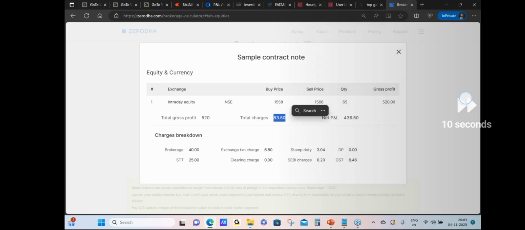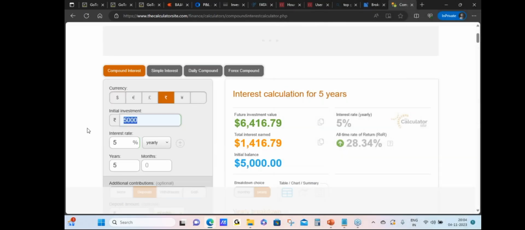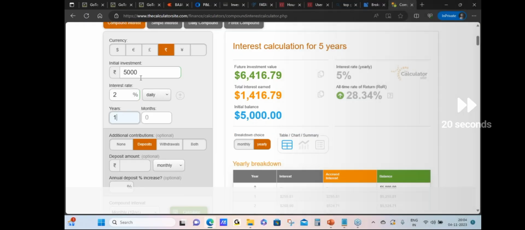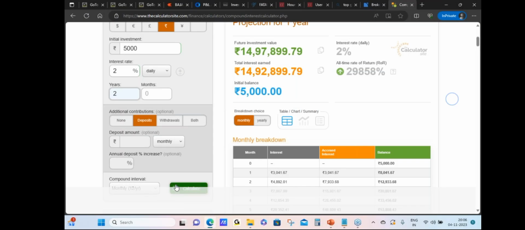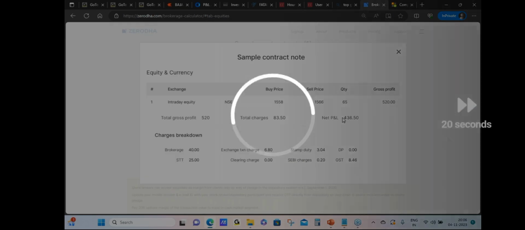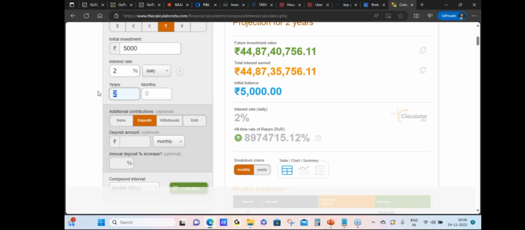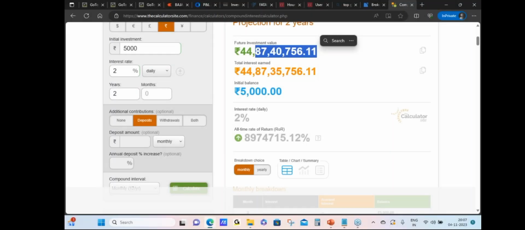Brokerage and charges, where is more? Start trading with 5,000 rupees. And if you capture 0.5%, that is nothing but 2%. You will capture 0.5%, and do that for 2 years mechanically, focused on the net. You're able to generate intraday equity income. If you do this, what is your risk? That is the power of compounding, and that is the power of discipline.